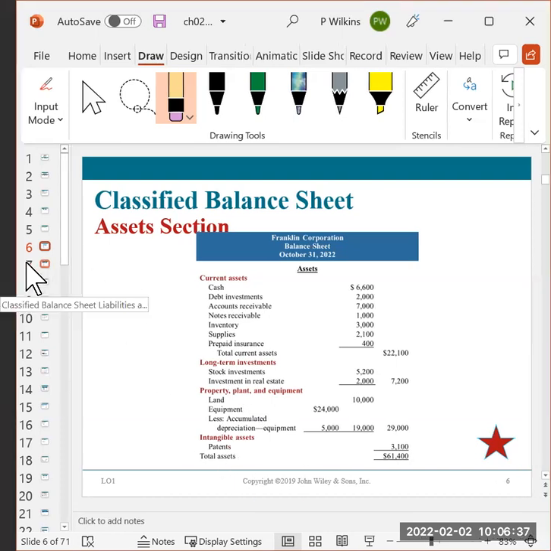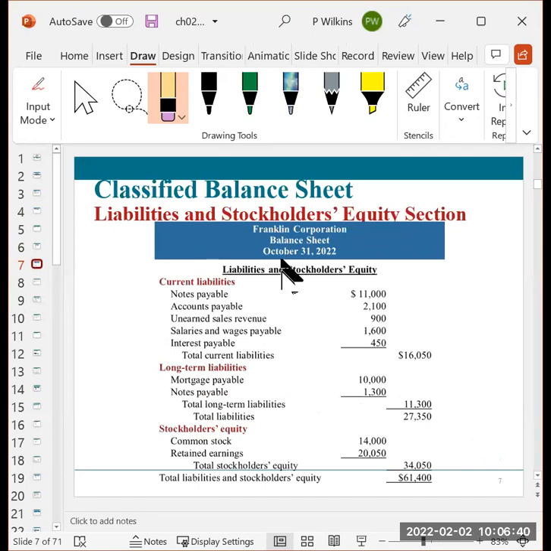Now we're going to look at the liability section. Again, this would be on one page, but in a real company these reports are so big that the first part, the asset section, could be 10 pages. We're doing very reduced sizes of these statements. So the liability section comes next. It says liabilities and stockholders' equity, the title in the center, just like we did before. Now we're going to break it down into current liabilities, long-term liabilities, and stockholders' equity.